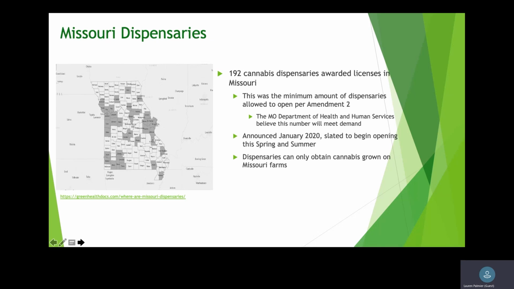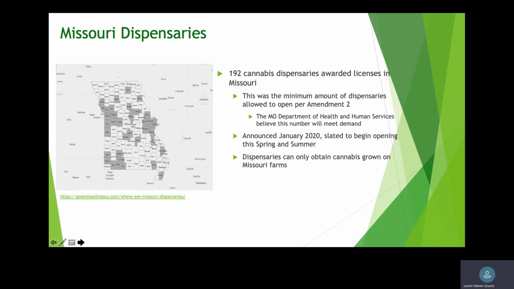So when Missouri established our Amendment 2, the state awarded 192 cannabis dispensary licenses. That was the minimum amount of dispensary licenses that were going to be allowed per the amendment, and the state awarded the minimum amount. They believed that this number of dispensaries would meet the demand for medical cannabis in Missouri.